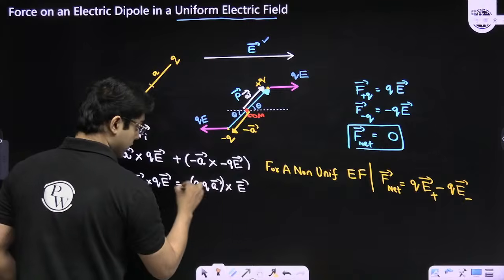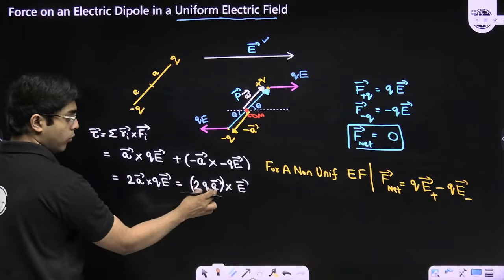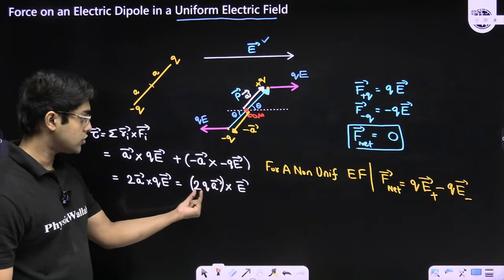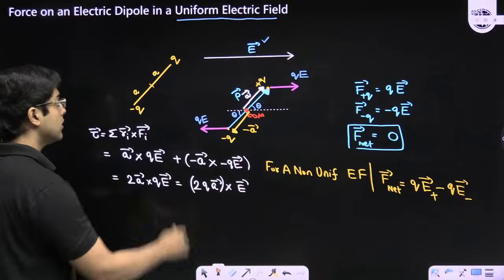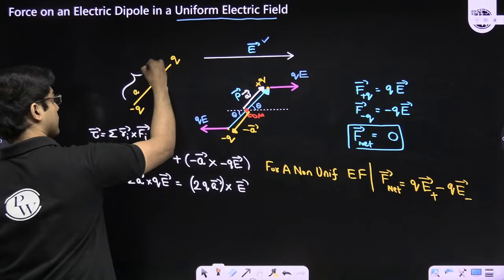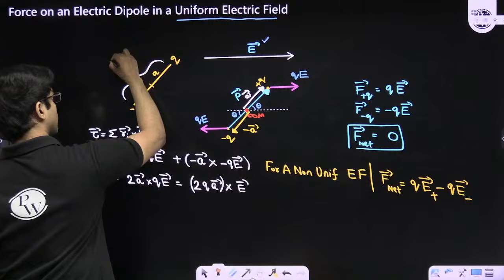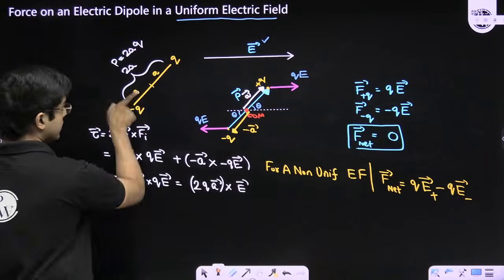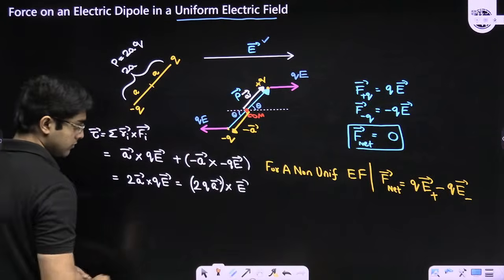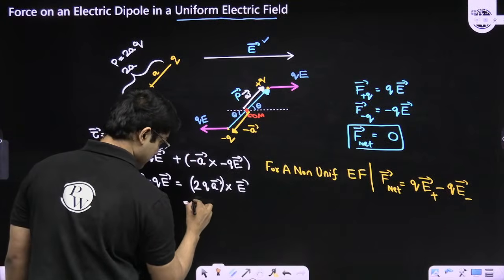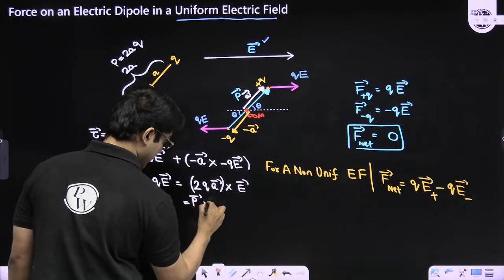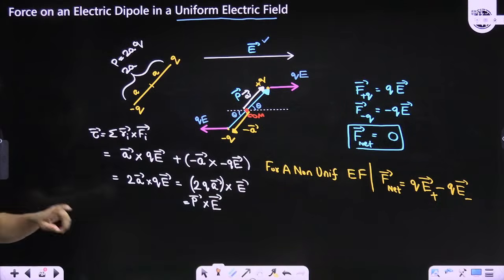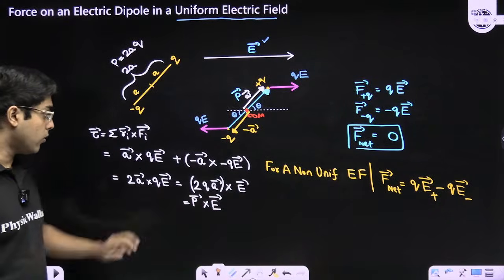Now what is this vector on the left? This is the dipole moment vector. The dipole moment's magnitude was the positive charge times the distance between the two charges, which was 2a. So the dipole moment's magnitude was 2aq, and A vector is in the direction of the dipole moment vector itself. So this is nothing but p vector cross E vector. And this is the relation that is important to us: the torque acting on a dipole is p cross E.